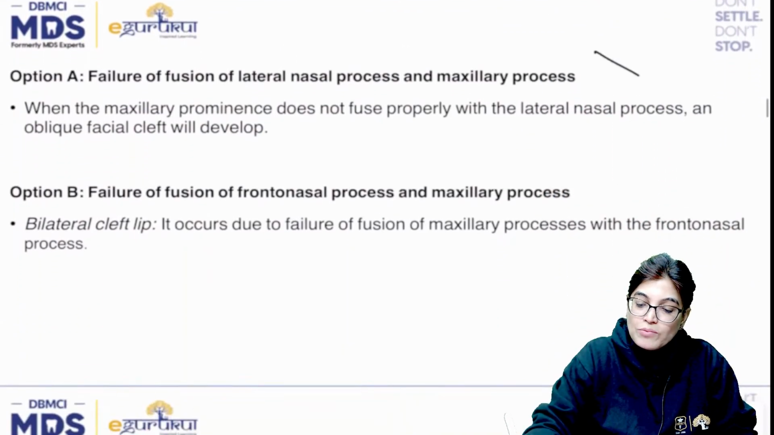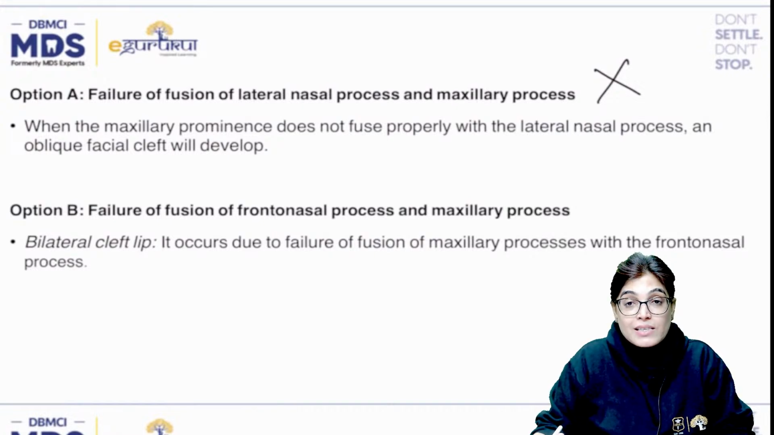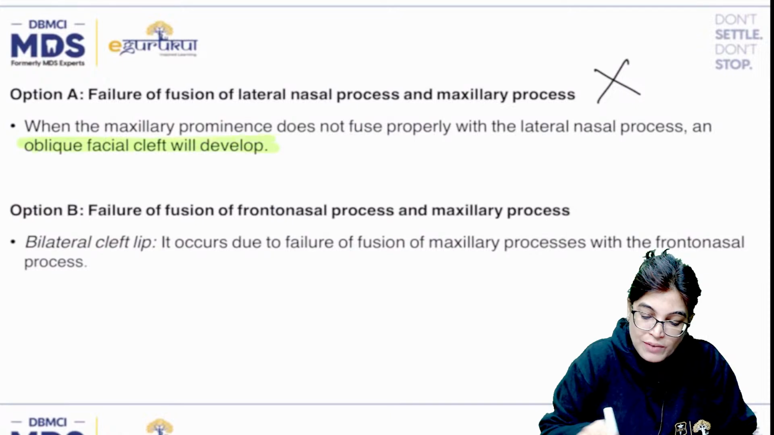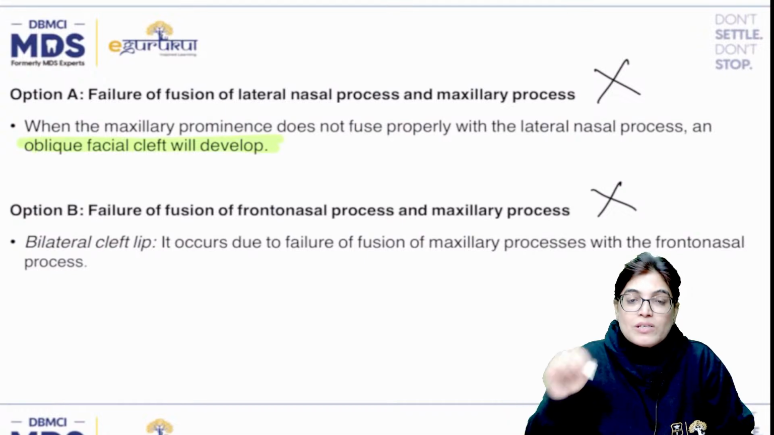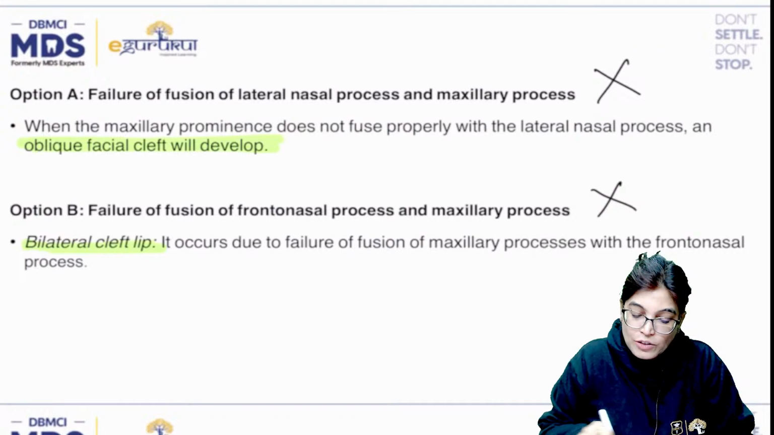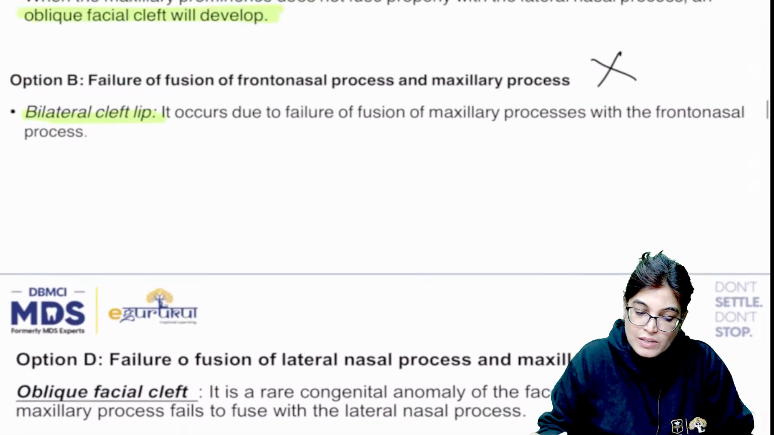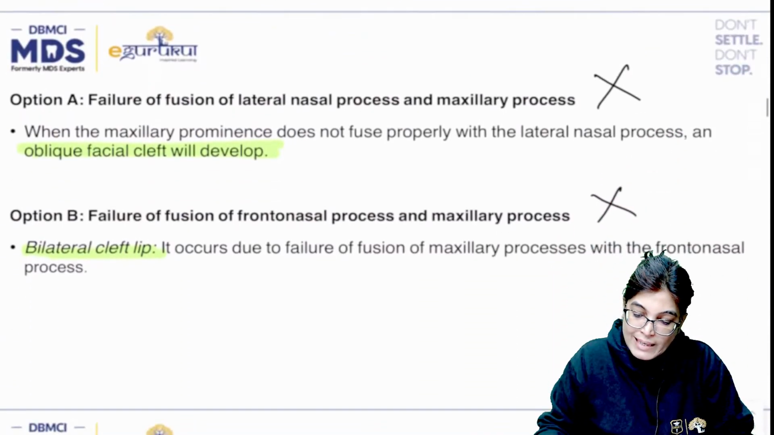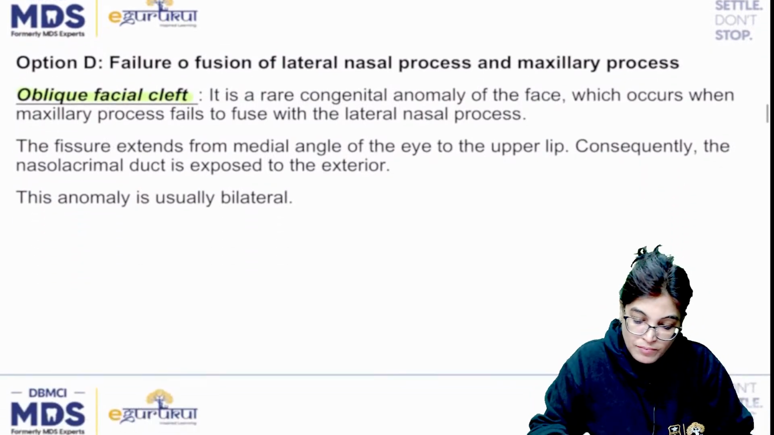Failure of fusion: one of the options given was failure of fusion of lateral nasal process and maxillary process. Actually, this is not the right answer, because non-fusion of the lateral nasal process and maxillary process can lead to the development of an oblique facial cleft. Also, failure of fusion of the frontonasal process and maxillary process is not the right answer, because this will lead to bilateral cleft lip. Failure of fusion of lateral and maxillary process will definitely lead to an oblique facial cleft.